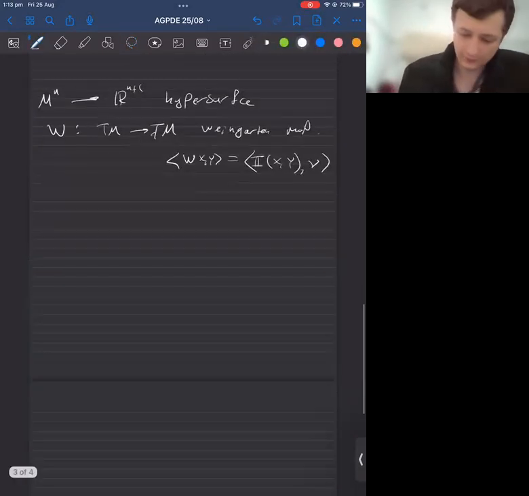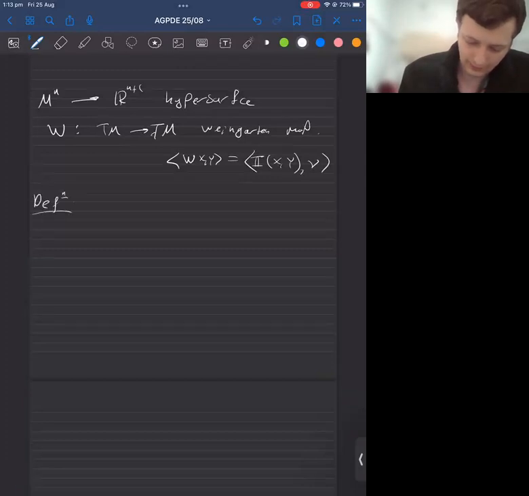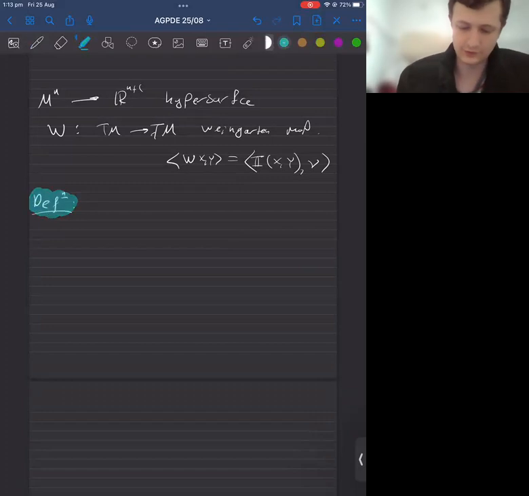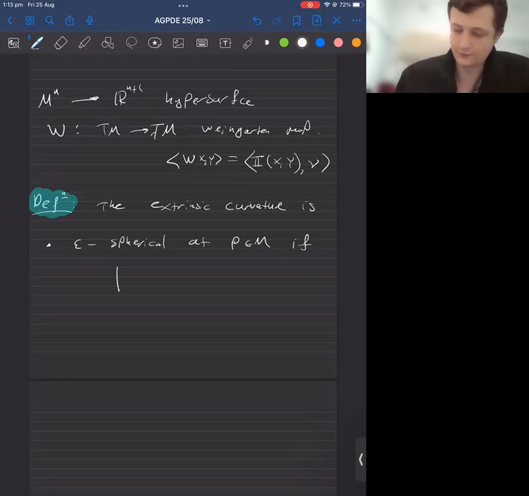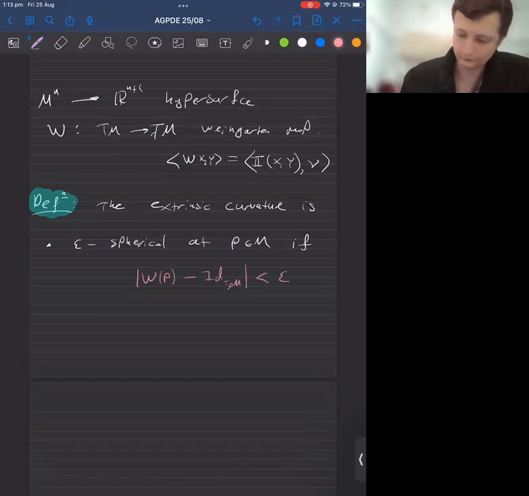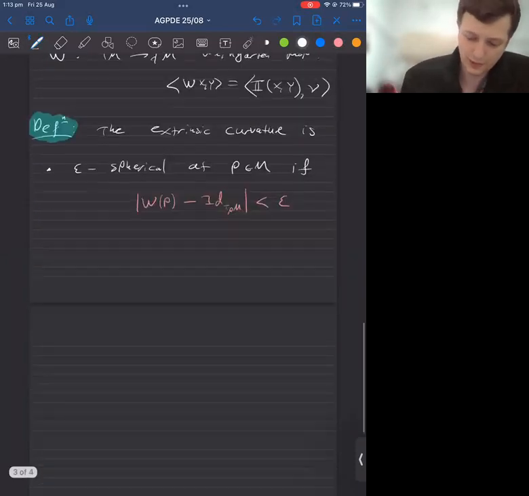Yeah. So, definition. And this is just making precise what I've been talking about already. So the extrinsic curvature is, first of all, we'll call it epsilon spherical at P if, well, if what you expect happens, right? If the Weingarten map looks close to the identity. Okay, so that will be important.